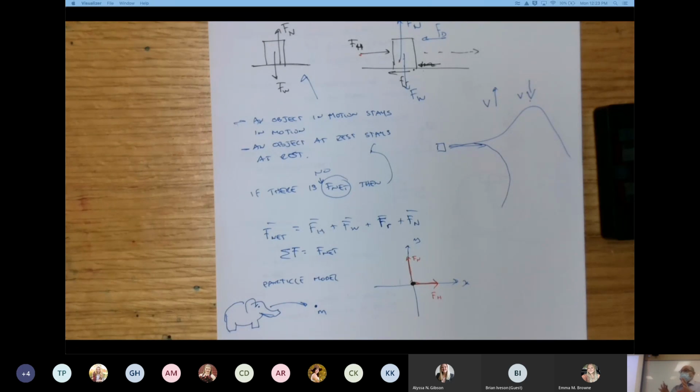And then you can do the same with the other 2 forces. So try to do that on your own. You have the friction, the force of the hand. You have the normal force. Draw the friction force and the weight.